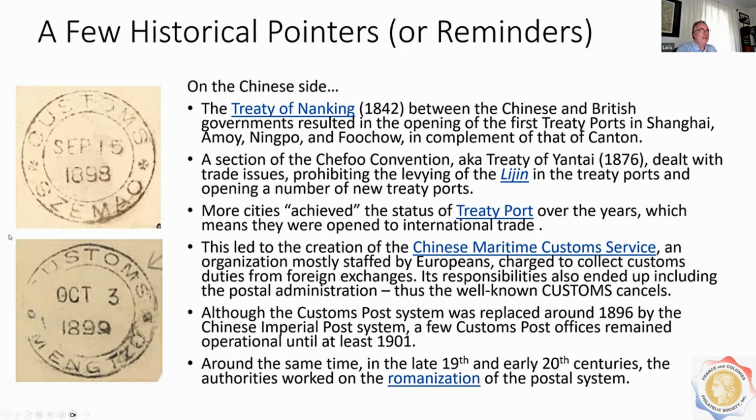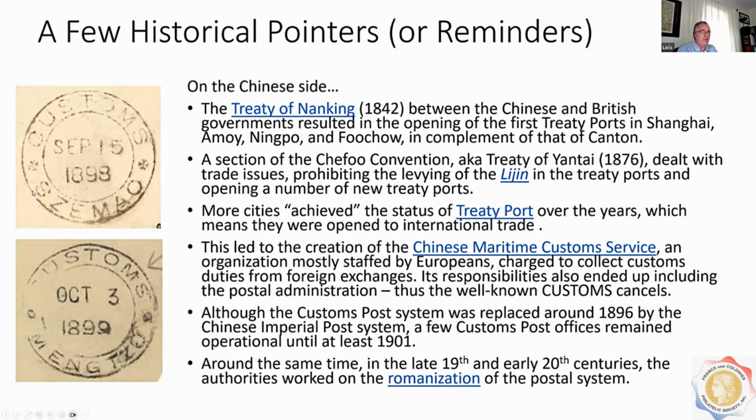So you can see here 1898, 1899. Obviously, the fact that the Chinese customs post was combined with other local post systems to form the Chinese Imperial Post system in 1896 didn't completely stop the usage of some of their old cancels and things like that. And one thing that's very helpful for us is that in the late 19th century, the authorities locally worked on the Romanization of the postal system.